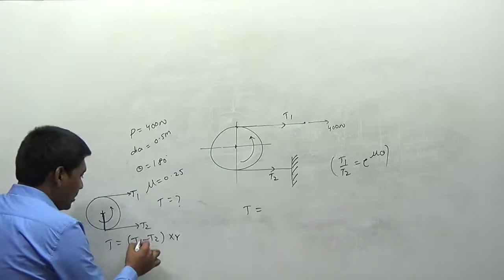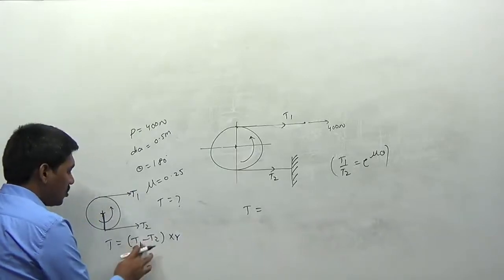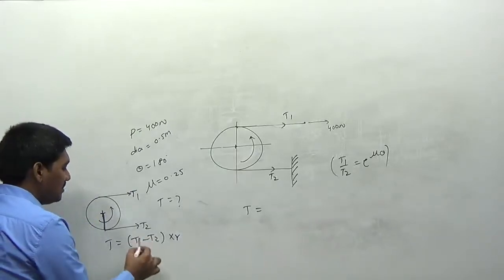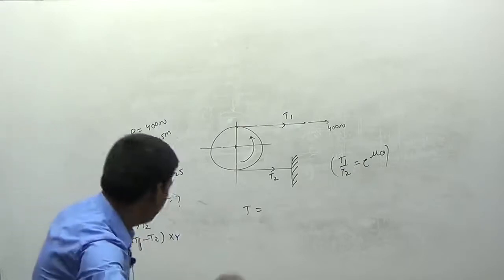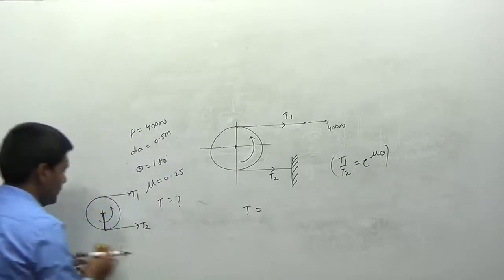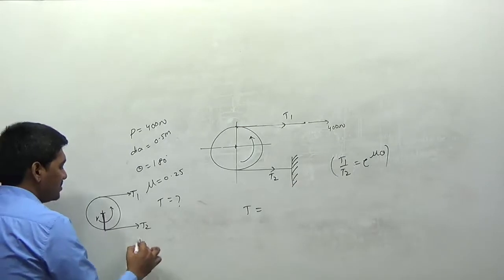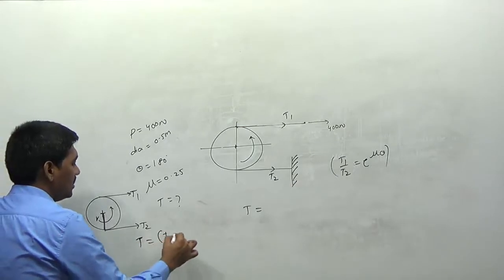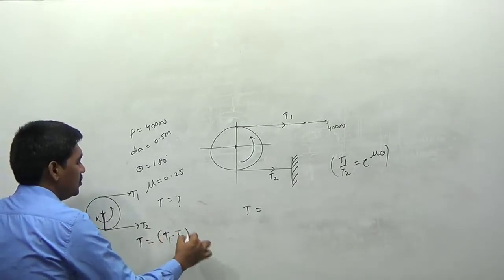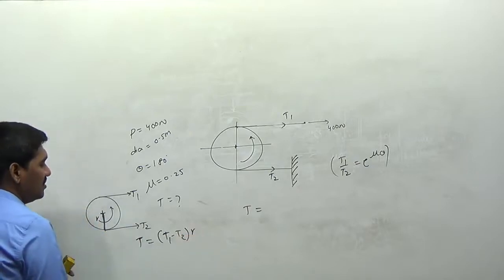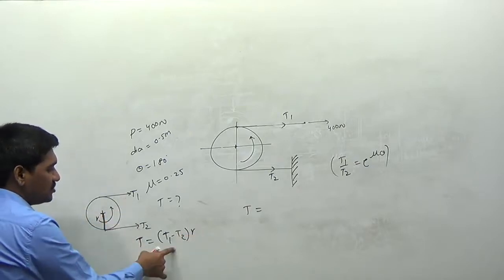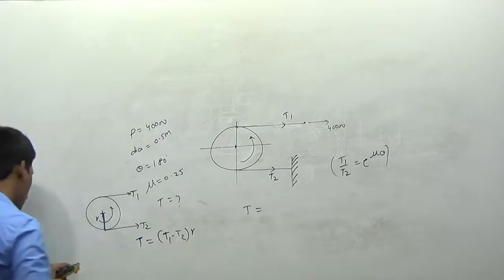To determine the value of torque, T1 is the tension in the tight side, with radius R. Therefore, torque is equal to T1 minus T2 into R. If you determine these two values and substitute them here, then you can determine the torque.